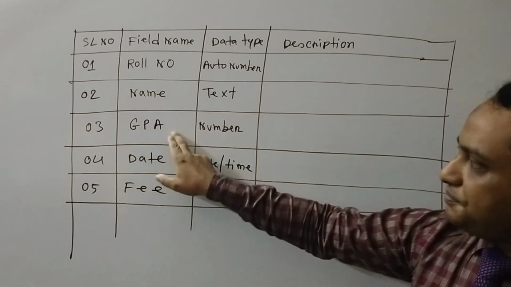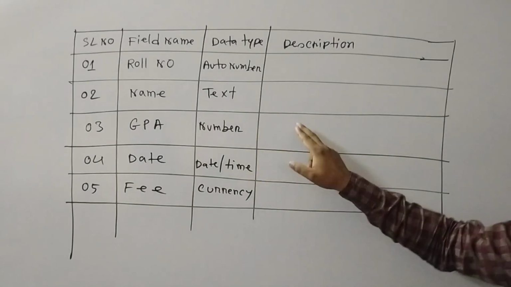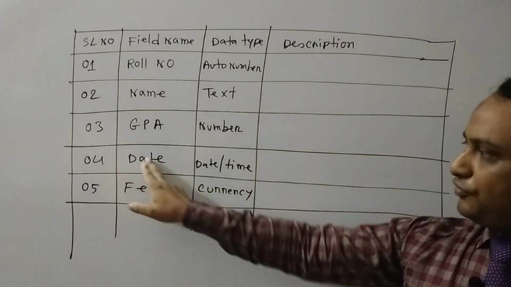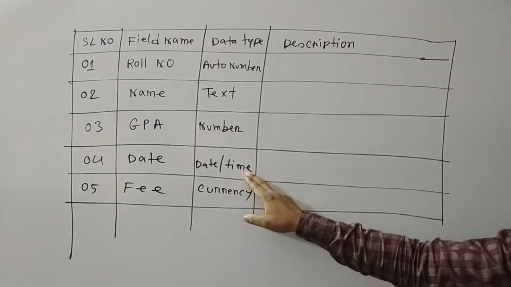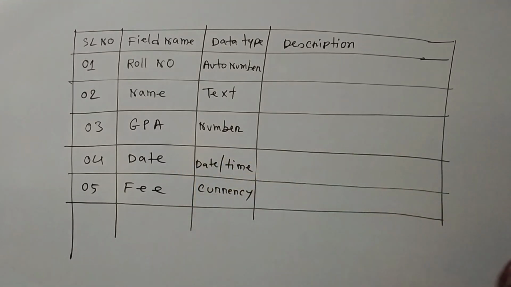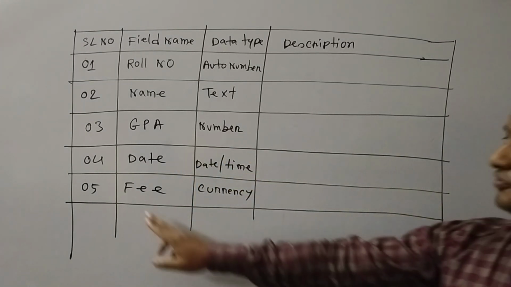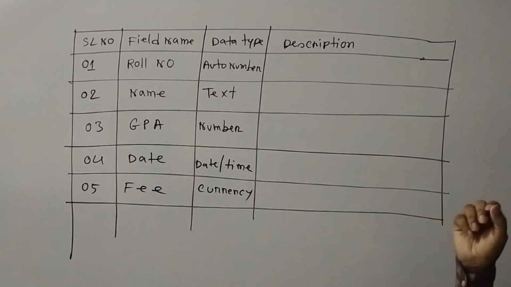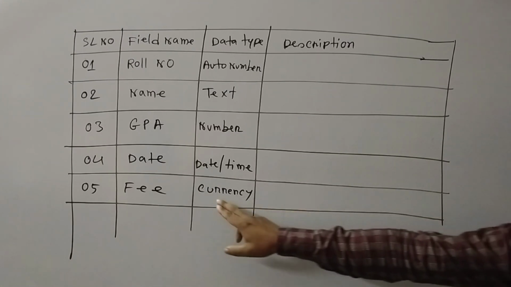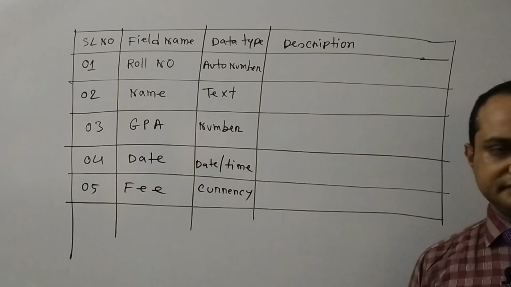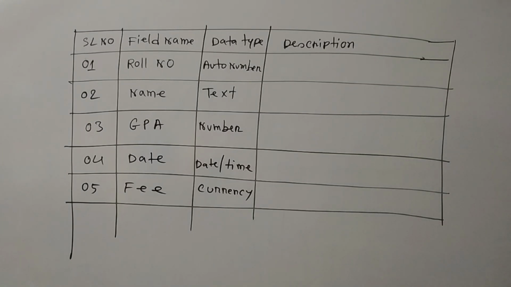And number 3 is GPA. GPA will be number. This data type is used to write any number related data. And number 4 is date. It will be date time. Date time is a data type. This data type is used to write any date or time related data. Fee. It will be currency. To write any money related data, it will be currency. This data type is used to write any money related data. I think you can understand it properly.